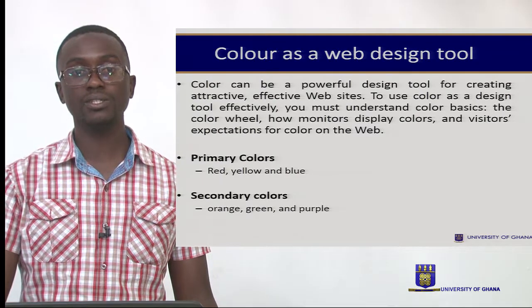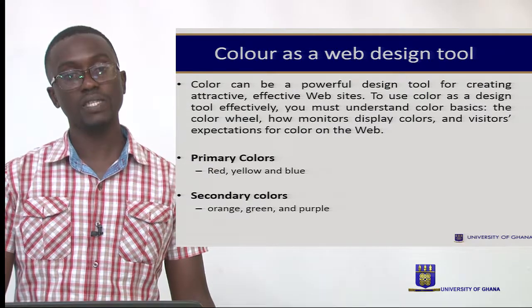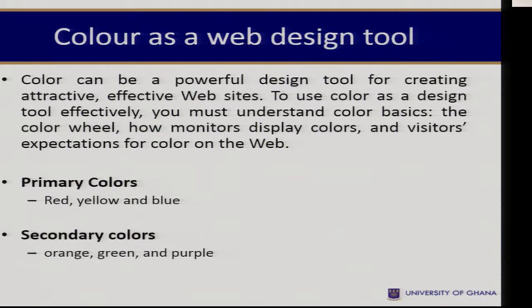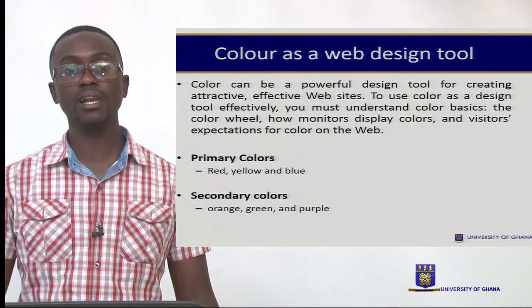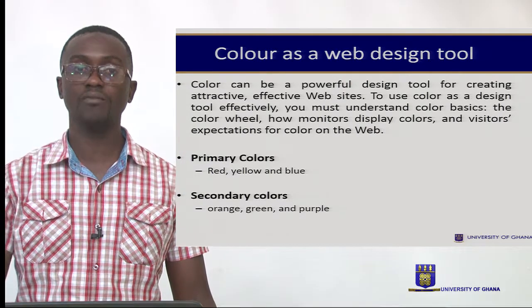For the primary colors, we have red, yellow, and blue. And for secondary colors, we have orange, green, and purple. Now, the secondary colors are obtained by mixing the primary colors. For example, when we mix red with yellow, we have orange. When we mix yellow and blue, we have green. And when we mix red and blue, we have purple.